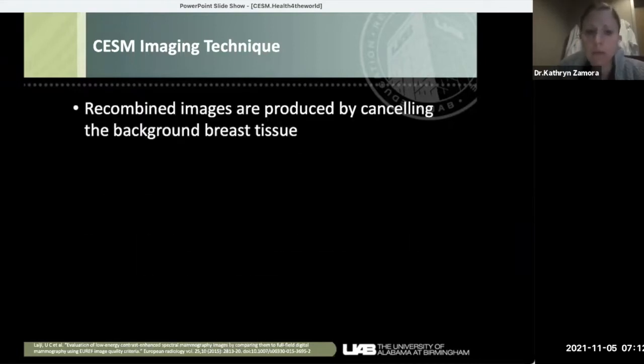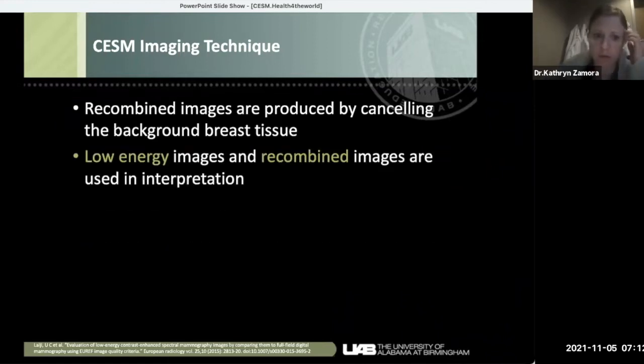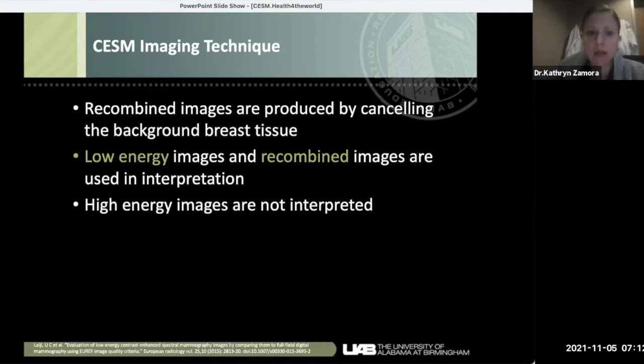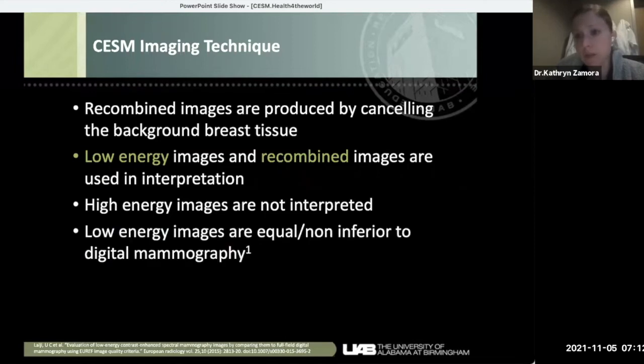Again, the recombined images are produced by canceling out the background tissue, and that's what we use in our interpretation. So the low energy images, which are the same as full field digital mammography, and the recombined images are what we use in our interpretation. And the high energy images are not interpreted.